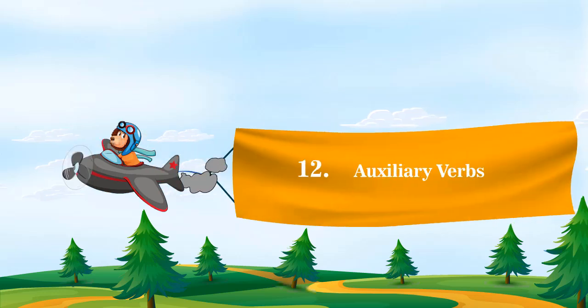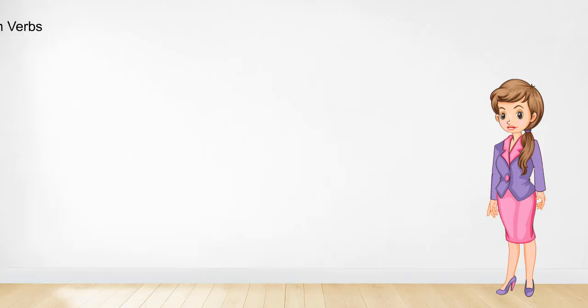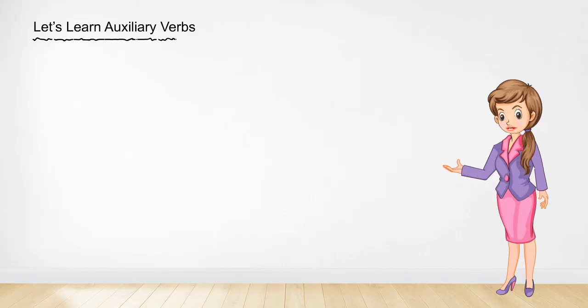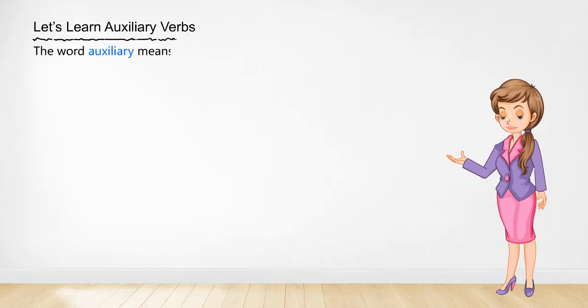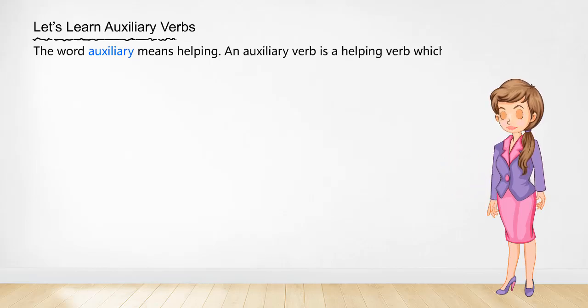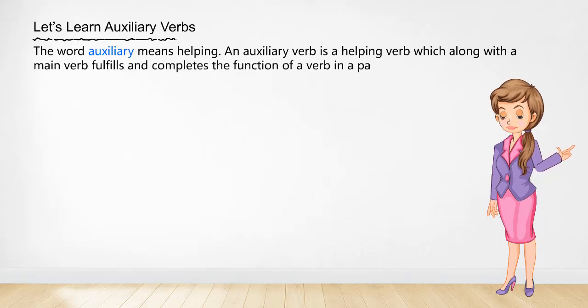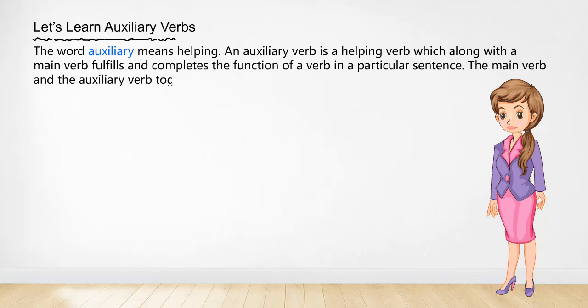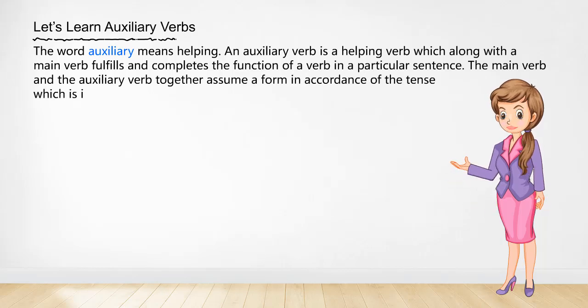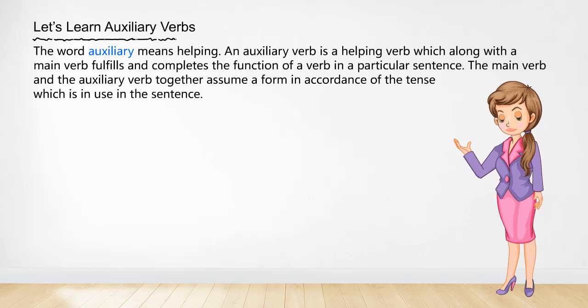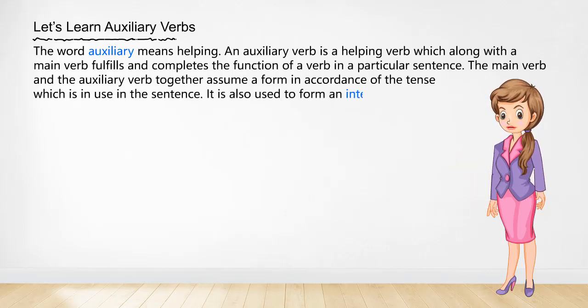Chapter 12. Auxiliary Verbs. Let's learn auxiliary verbs. The word auxiliary means helping. An auxiliary verb is a helping verb which, along with a main verb, fulfills and completes the function of a verb in a particular sentence. The main verb and the auxiliary verb together assume a form in accordance with the tense which is in use in the sentence. It is also used to form an interrogative or a negative sentence.